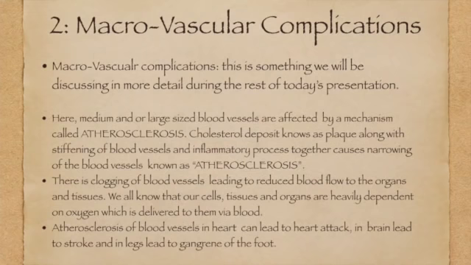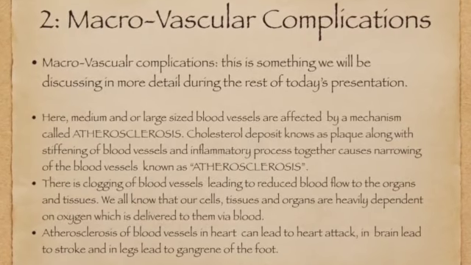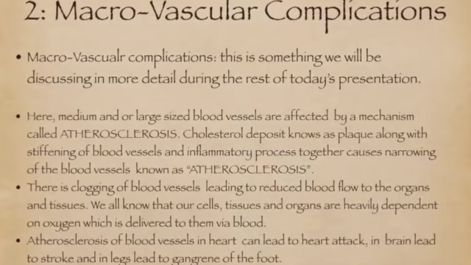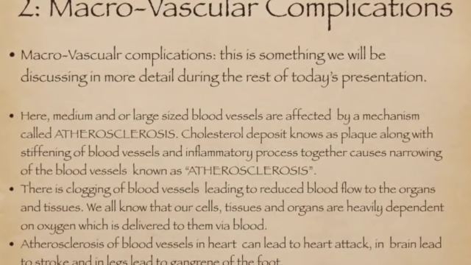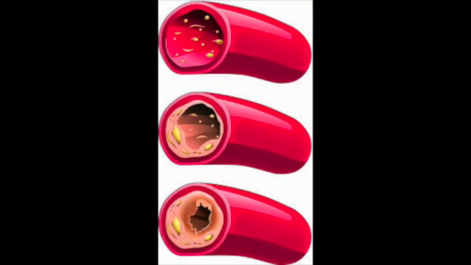The next category is macrovascular complications. This is something we'll be discussing in more detail during the rest of today's presentation. Here, medium and or large size blood vessels are affected by a mechanism called atherosclerosis. Cholesterol deposits known as plaque, along with stiffening of blood vessels and inflammatory process together, causes narrowing of the blood vessels known as atherosclerosis. There is clogging of blood vessels, leading to reduced blood flow to the organs and tissues.